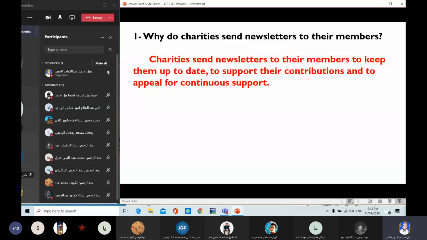Good. There are many charity organizations in Kuwait. Can you mention some of them? Some of the charity organizations in Kuwait that help people inside Kuwait and outside Kuwait. Omar, Shabrakhiti.